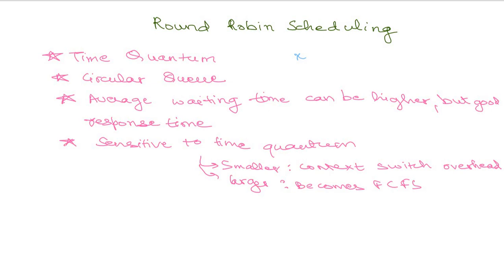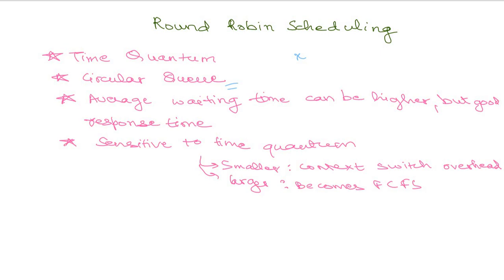And how would that queue be? That would be a circular queue. So we will assign all processes in a circular queue, and then at every x time quantum we will change, that is, we will pick another process from the queue. Now in this, the average waiting time can be higher, but the response time is good.